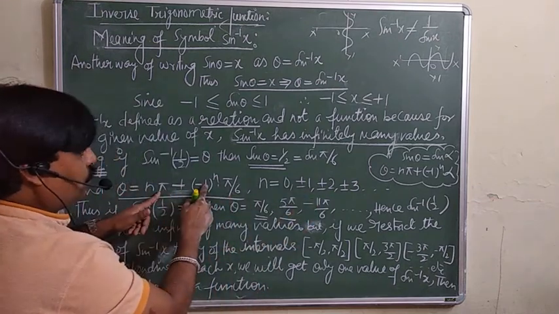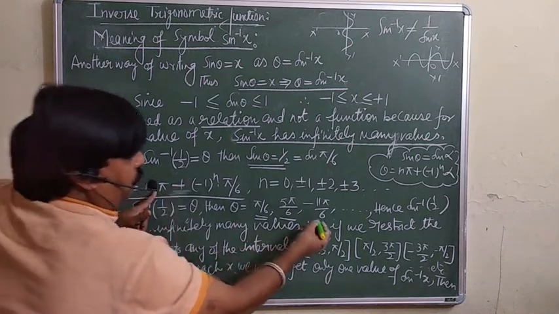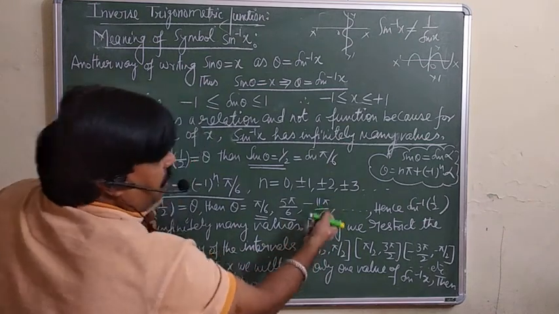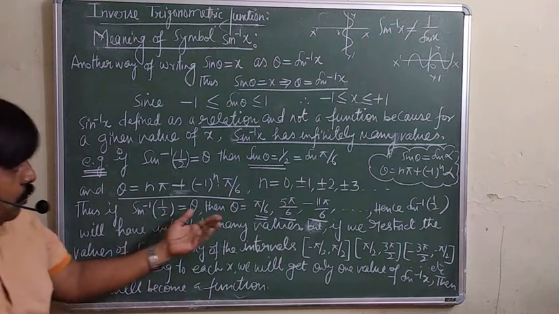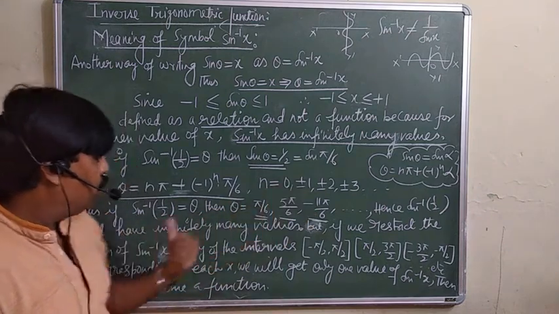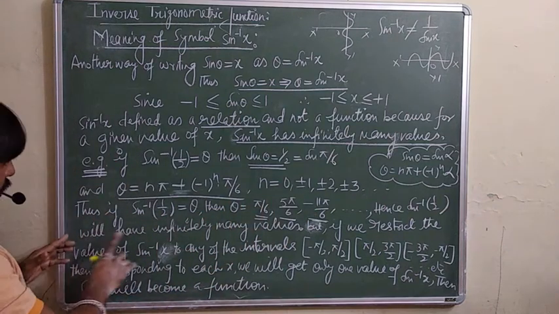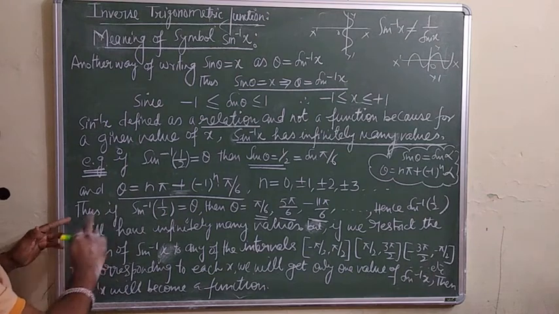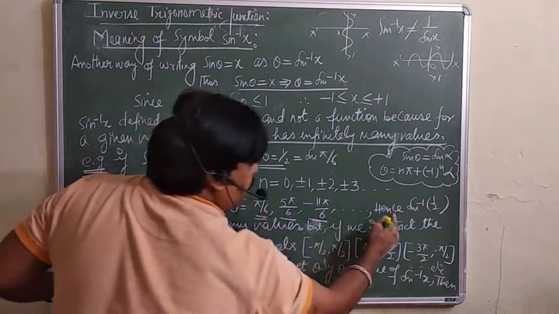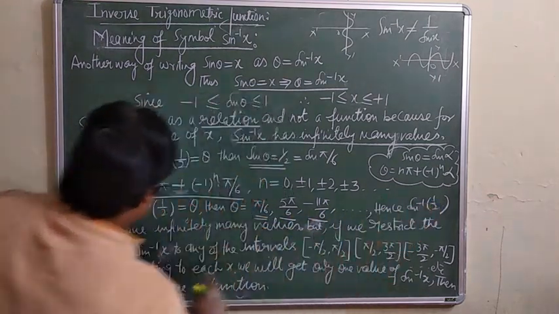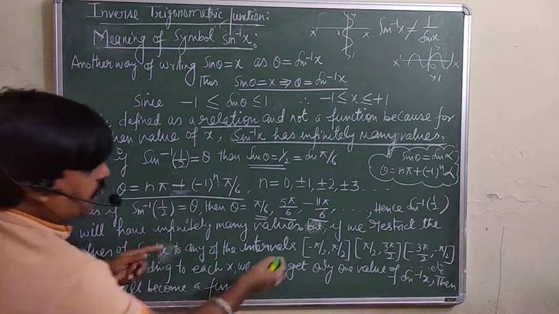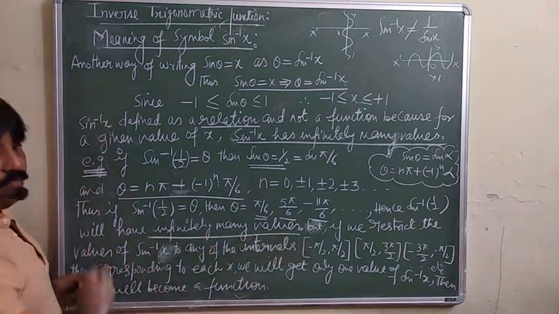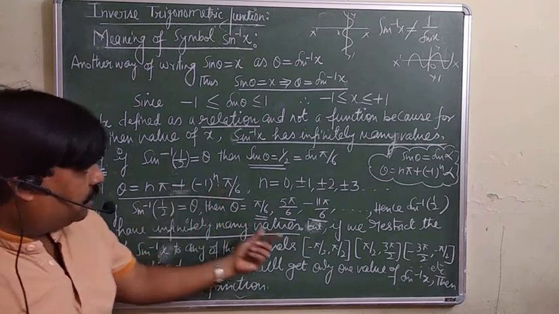Then minus 1 you are going to put, and likewise you will get the other values. So infinite values you are getting as you put these. That's why I have written this, so you can understand. So the important point here: hence this sine inverse 1 by 2 will have infinitely many values.